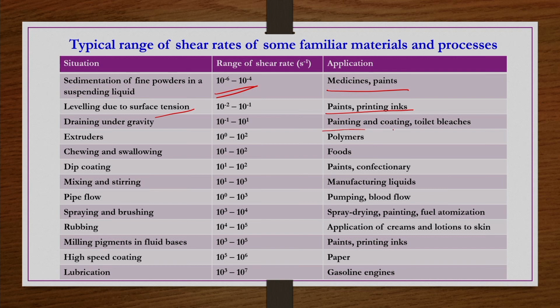Some other paints and coating, toilet bleaches applications. There the shear rate because of draining under gravity is of the order of 10 power minus 1 to 10 power 1 second inverse. Extruders are very common in polymer industries. So wherever we have extrusion applications in polymer industries, in general the shear rate under such conditions is of the order of 10 power 0 to 10 power 2 second inverse.